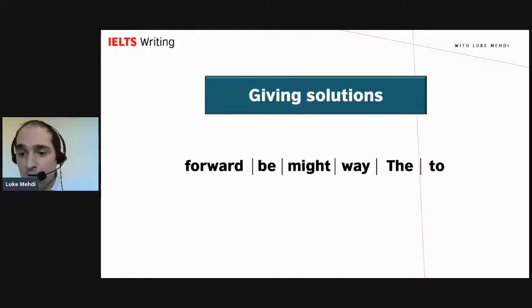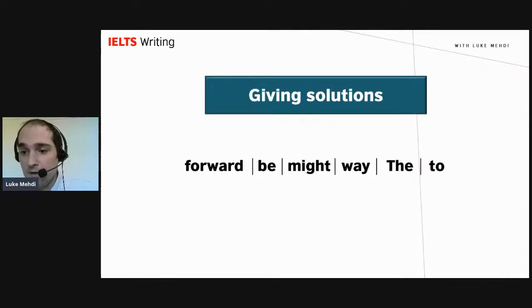Yeah, good. The way forward might be to do something. Unlike the other two, this is not saying necessarily who is doing it. The first example was the government. The second example was people. Here, you're leaving it a bit more open.